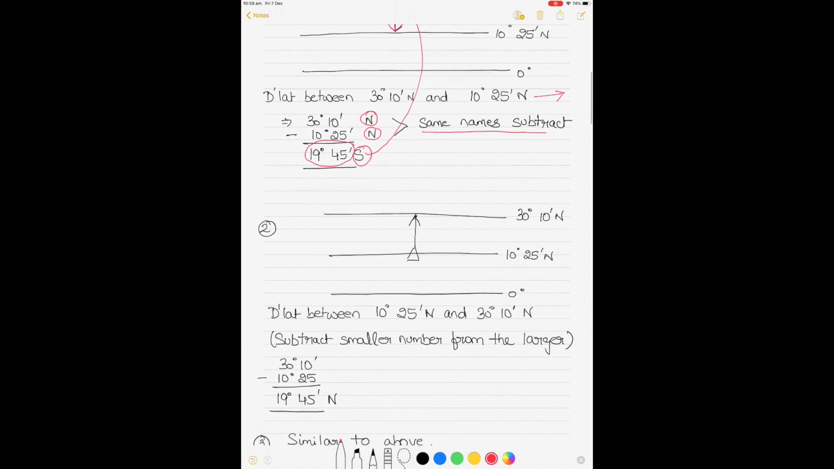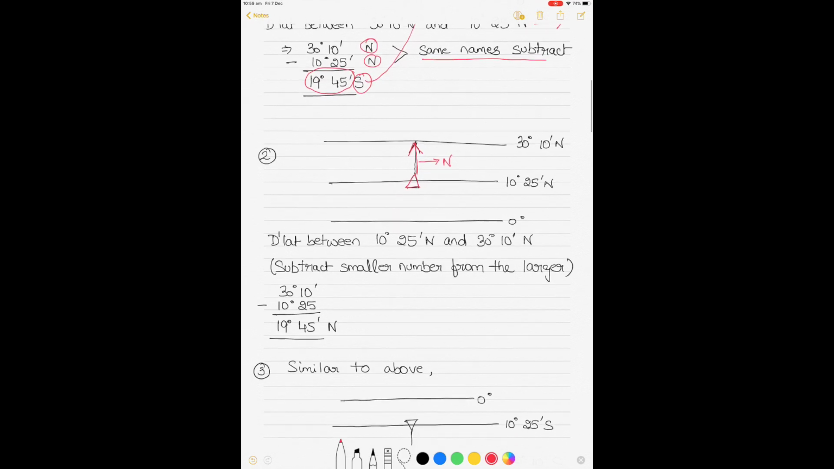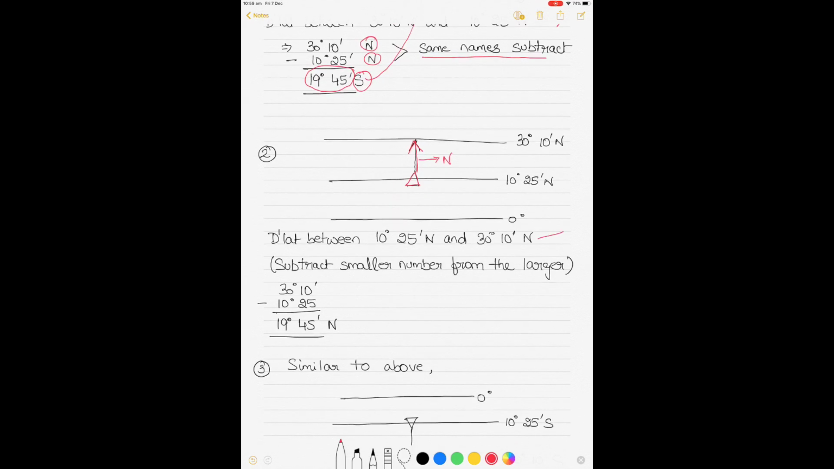A similar example: if the vessel was transiting from 10 degrees 25 minutes north and going towards 30 degrees 10 minutes north, in this case you can see the vessel is traveling in a northerly direction. To calculate the dlat, both of them are in the northern hemisphere, so you will use the rule of same names and subtract again.